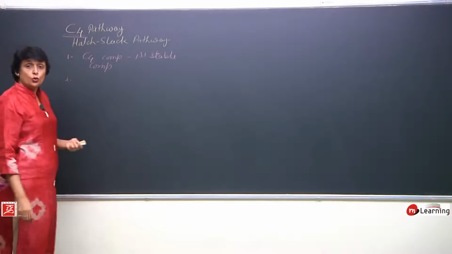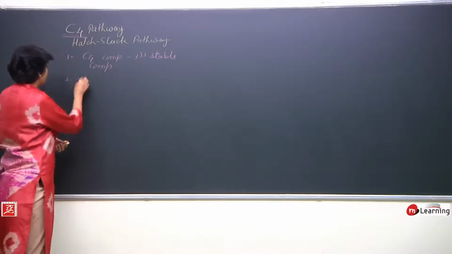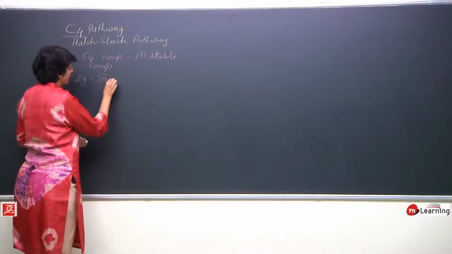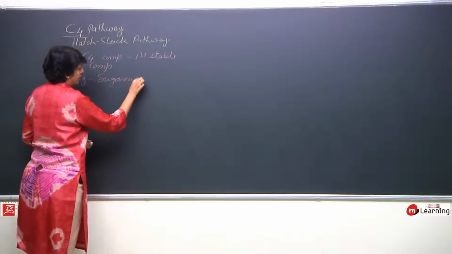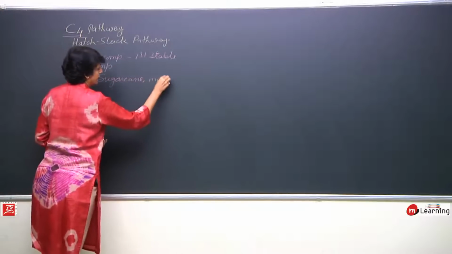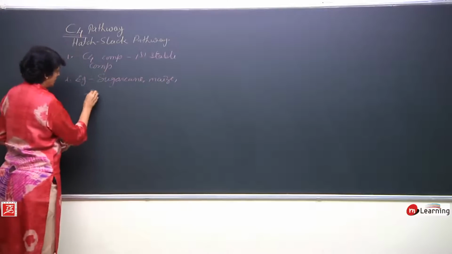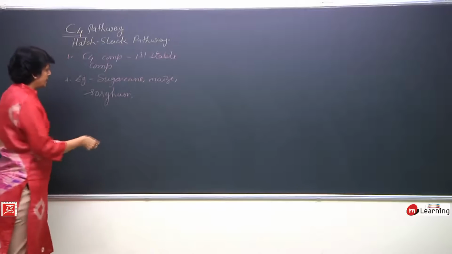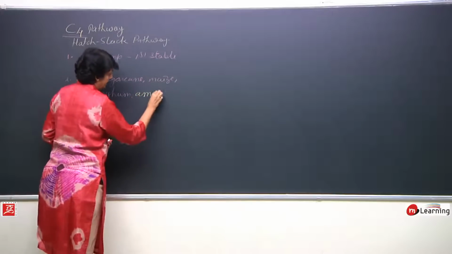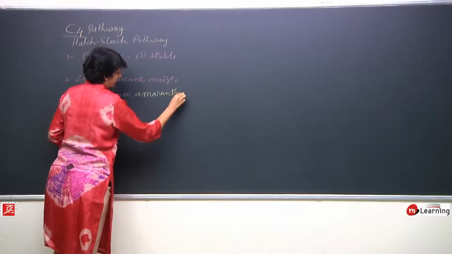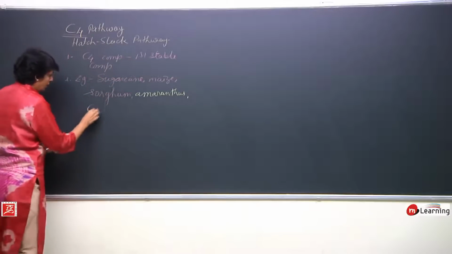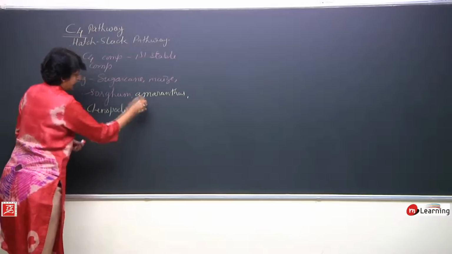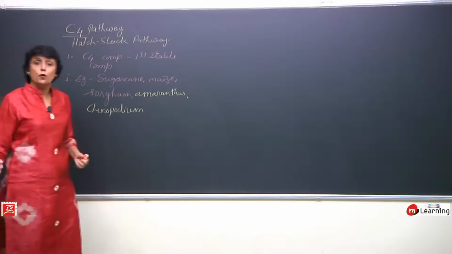The examples of plants which show the C4 pathway include sugarcane, maize, sorghum, amaranthus, chenopodium, etc. These are the plants which show the C4 pathway.